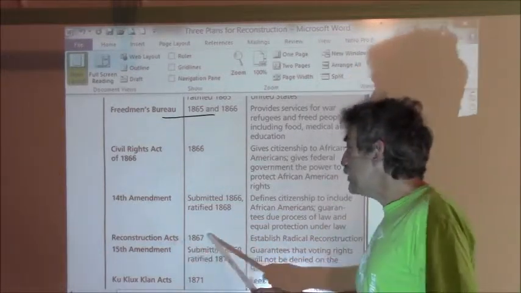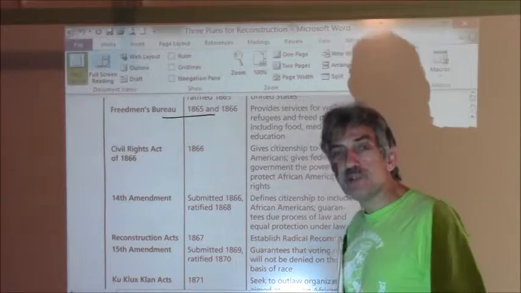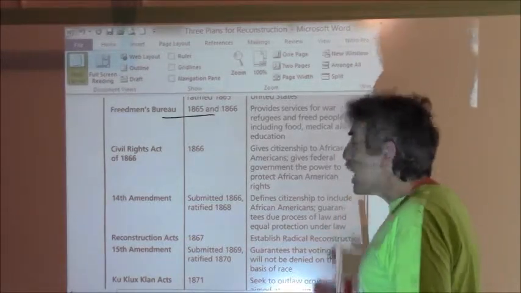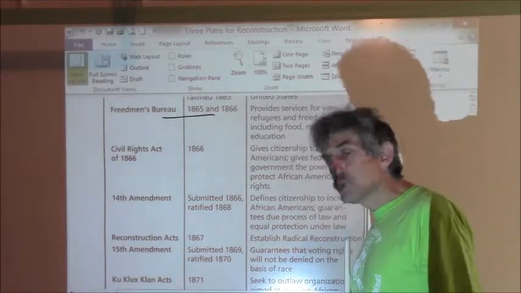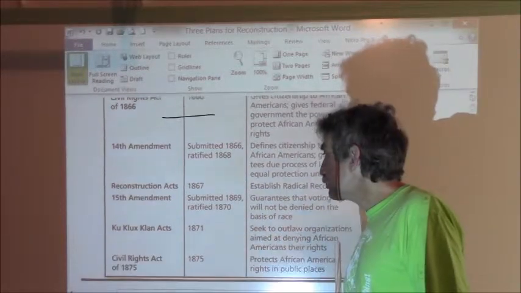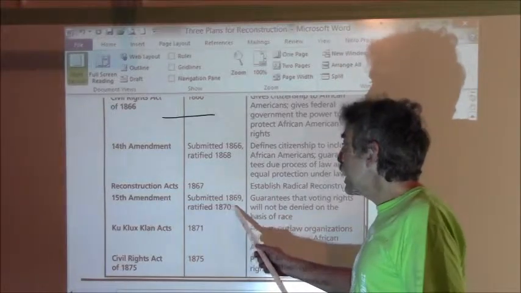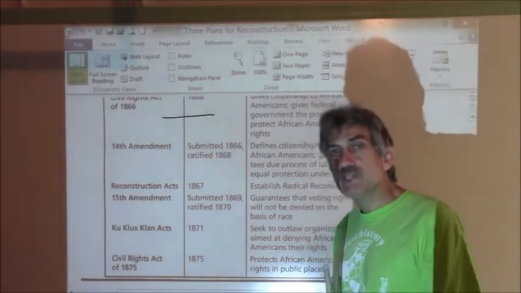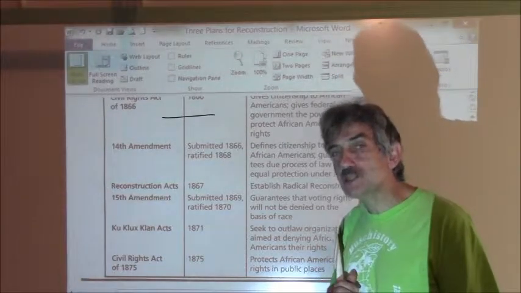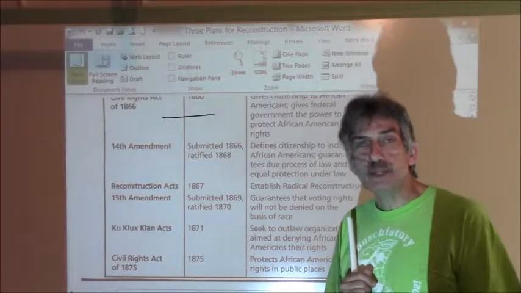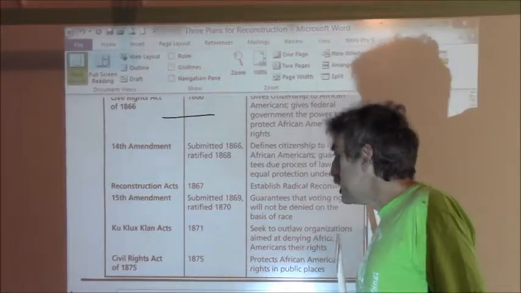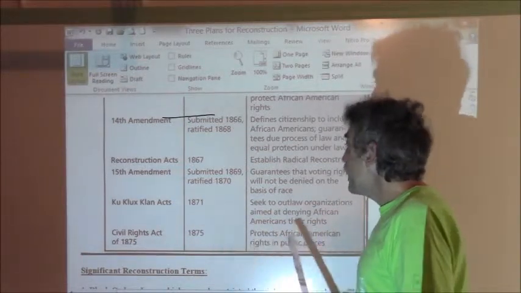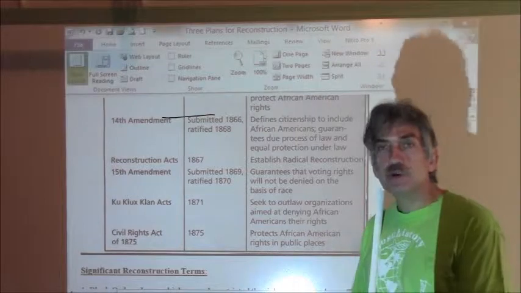The Reconstruction Acts of 1867 are part of military reconstruction. They outlaw the Ku Klux Klan, and they establish basically that the radicals are really in charge of Reconstruction. The 15th Amendment, submitted in 1869, formally ratified in 1870, gives former slaves, every male born in the United States, the right to vote. It angers the women, because they do not get the right to vote as part of it. The Klan Acts, which have been mentioned earlier in the 14th Amendment, are going to be passed in 1871, basically outlawing the Ku Klux Klan.